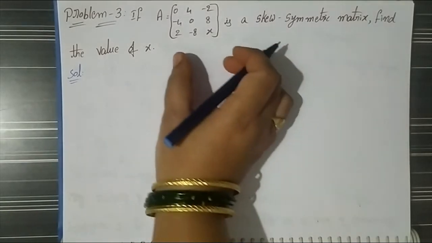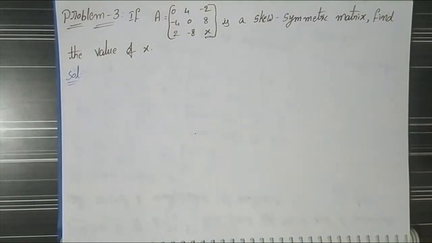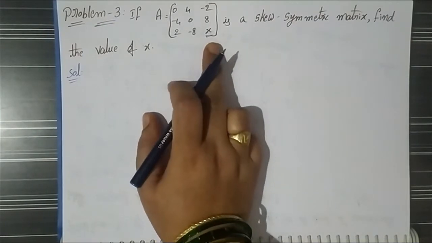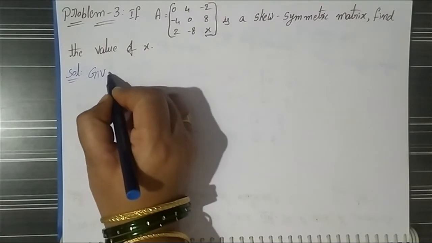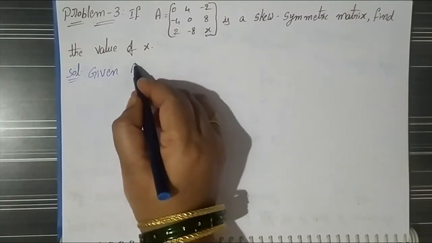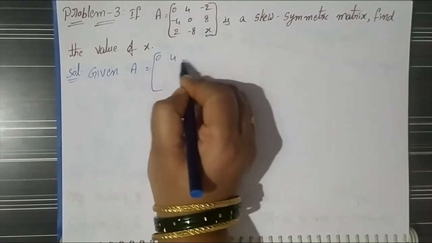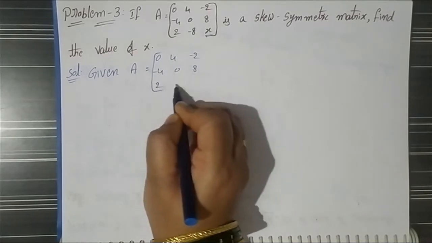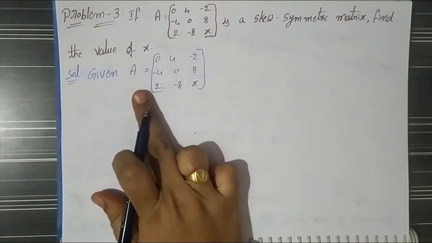In this problem we are given a matrix in which one element x is an unknown value, and we will find that unknown value. There are so many methods for finding this. One of the simplest methods is: given matrix A equal to, first write down 0, 4, minus 2, minus 4, 0, 8, 2, minus 8, x. This is matrix A.